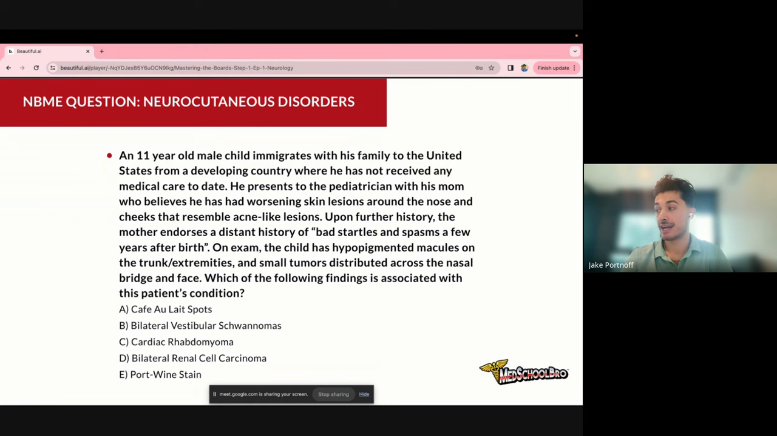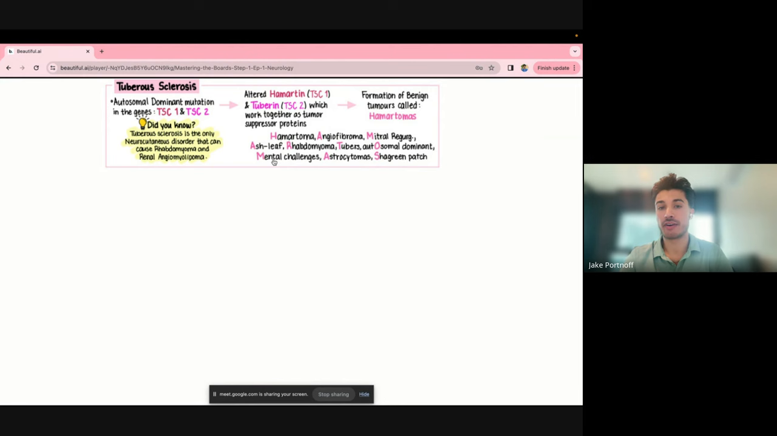Ayush, very, very good. Yes, if you're saying C and you're thinking tuberous sclerosis, you are absolutely correct. Reminder, guys, tuberous sclerosis, you're going to have that intellectual disability, infantile spasms, you're going to have the facial angiofibromas, the ash leaf spots, guys, ash leaf spots, hypopigmented macules. What are those hypopigmented macules referring to, guys? What are those called? Ash leaf spots, very, very good.